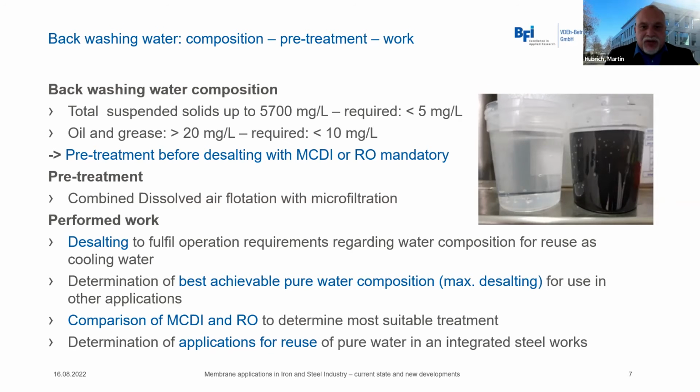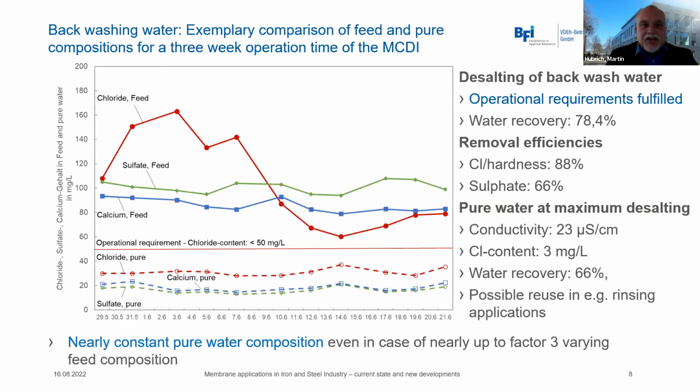And what I would like to show you on the next slide is a figure covering a period of 3 weeks of operation. The red continuous line is the feed chloride content, and you can see that it is varying very strongly, between 60 and more than 160 milligram per liter. What I would like to point out is the red dotted line, the chloride content of the pure water produced by the MCDI, which is about 30 milligram per liter.